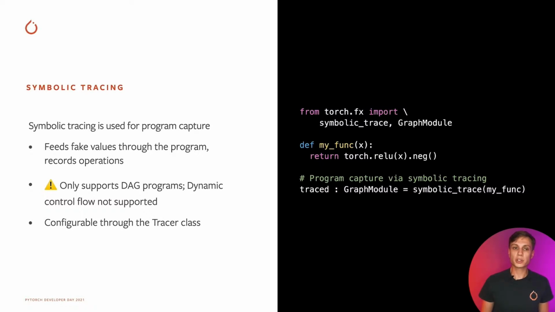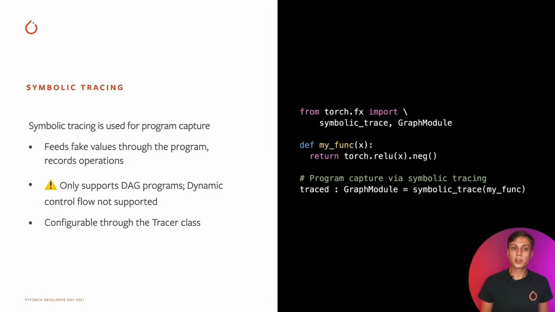Note that symbolic tracing only supports DAG programs, that is, dynamic control flows such as loops or if statements that depend on dynamic values are not supported. Neural networks are most often DAG programs, so we find this is a reasonable trade-off, as it simplifies the graph representation for transformation purposes. Nevertheless, symbolic tracing is configurable via the Tracer class. A custom tracer can be used to specify the level of representation of the capture, or leave untraceable parts of the program as opaque calls and allow the program to be captured.